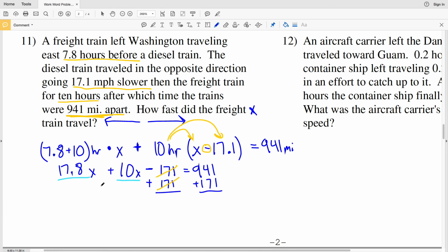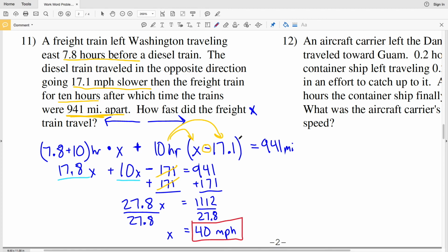So I'll have 17.8x plus 10x equals 27.8x, and that's equal to 941 plus 171, which equals 1,112. So when I divide by 27.8, which is my total hours, I'll get that x, the average speed, equals the distance of 1,112 divided by 27.8, which gives me 40, and that's going to be miles per hour.